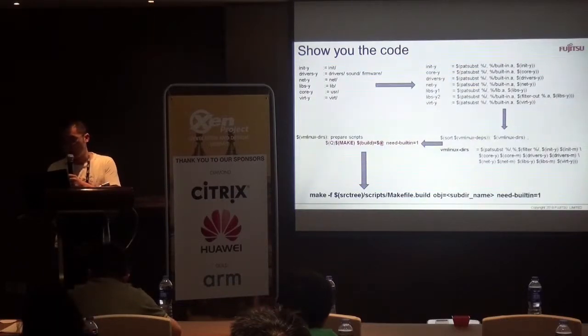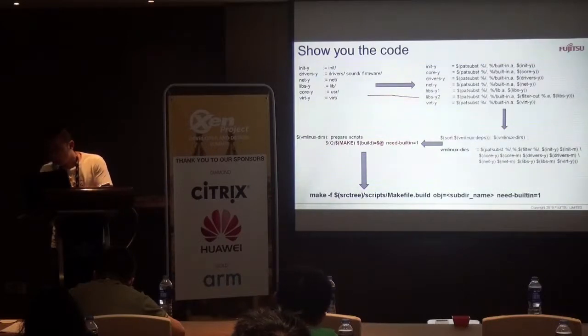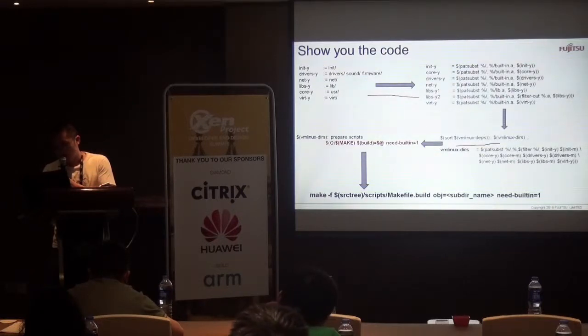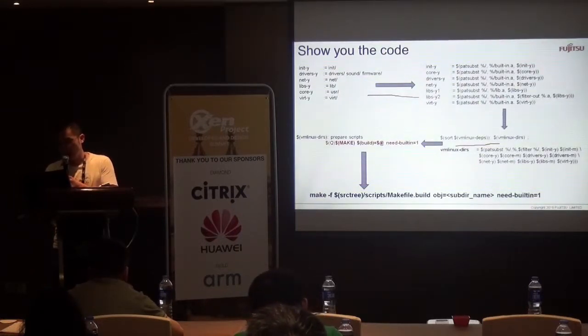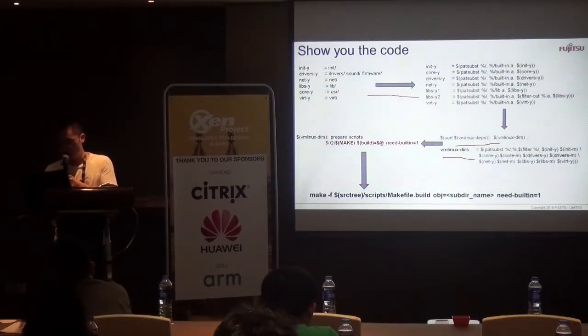The third level variables are processed and transformed to the corresponding built-in.a file. This is the transformation. Then a rule here sets up the dependency between vmlinux deps and the vmlinux directories. And the variable vmlinux directories holds the directory part of each built-in.a.